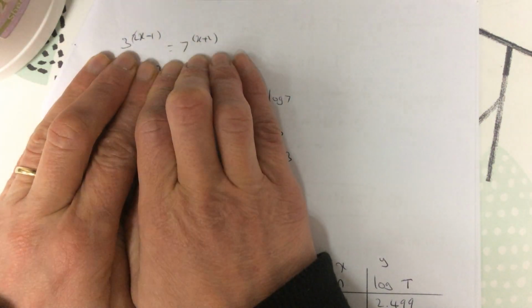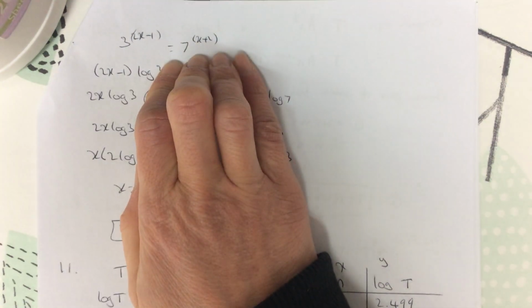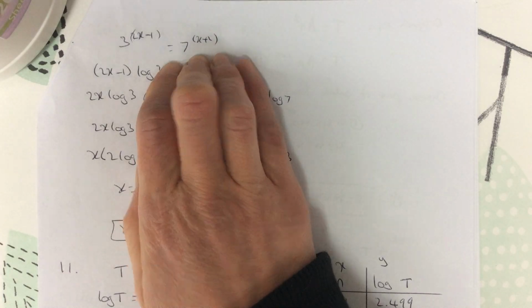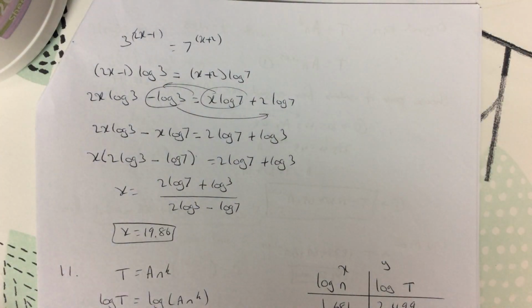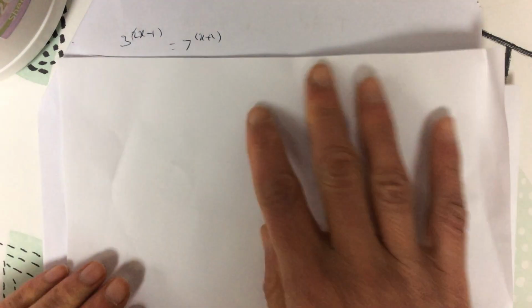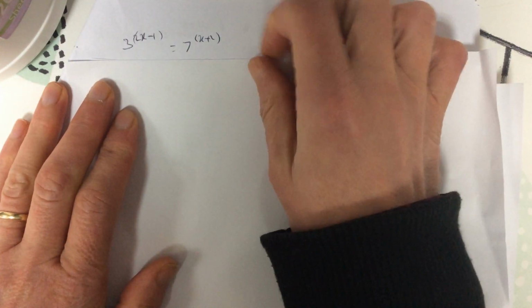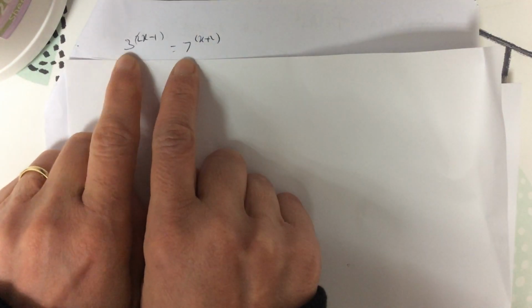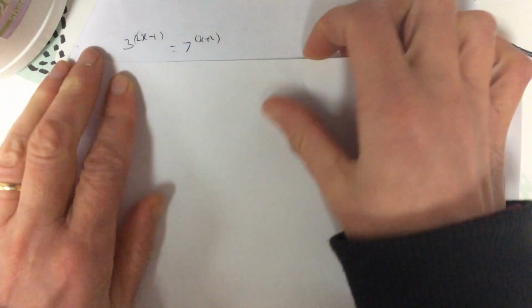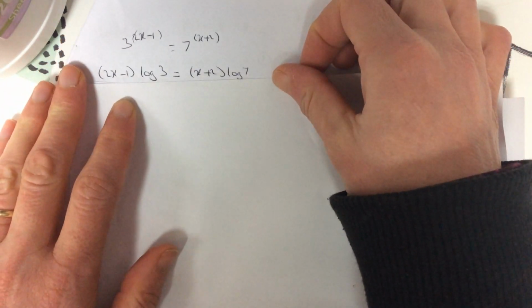Do you notice here that this is an exponential equation? Because x is the power. That's what you don't know. So with all exponential equations, you have one term on each side. See that? One thing equals one thing. Then you log each side.